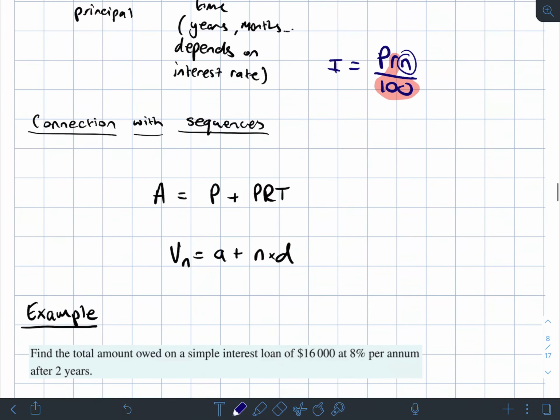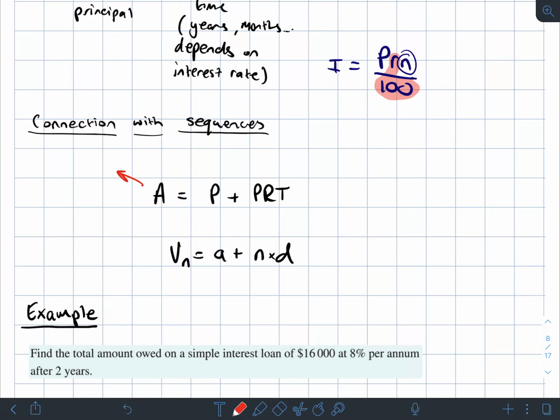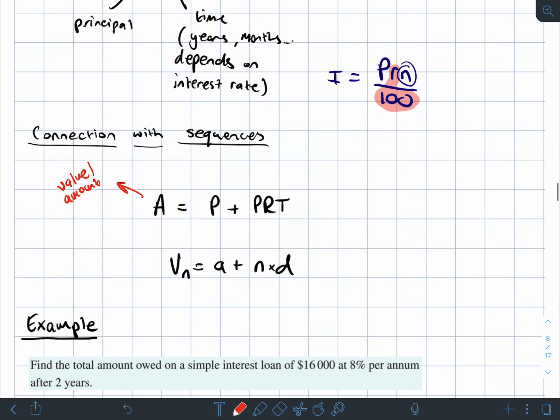So we can connect this with sequences. I've got a new form of the formula here where this A represents the value or the amount of the loan or investment. And all it is is whatever our principal is, plus the interest bit here. Now, we have our rule that we looked at before for the nth term of any sequence, and just so you know, we're using n, not n minus 1, because we're using V0, not V1 as our initial term.